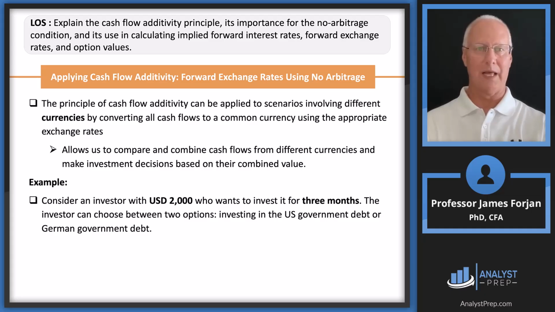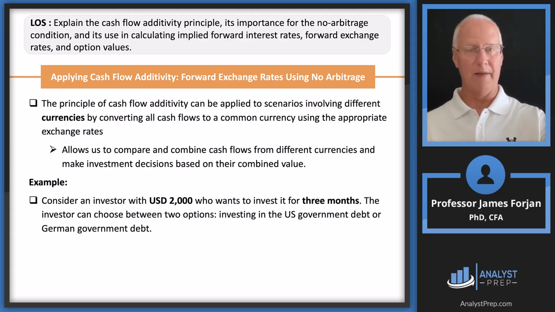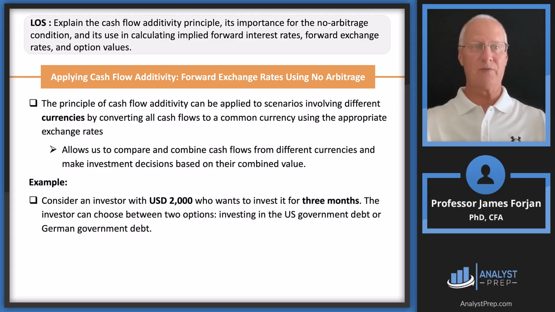Now, how about if we do one last thing here? Forward exchange rates using no arbitrage. So we can do this with currencies. Now, remember, we haven't learned this yet, but currencies really can be exchanged for other currencies. And so an exchange rate is just the value of one currency in terms of the value of another currency. So let's look at this quick example down at the bottom.